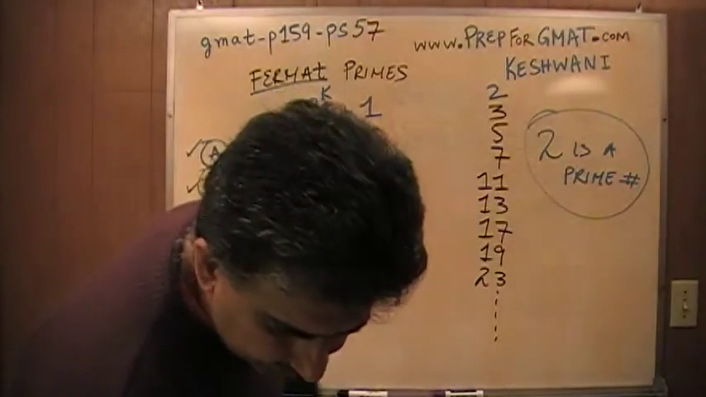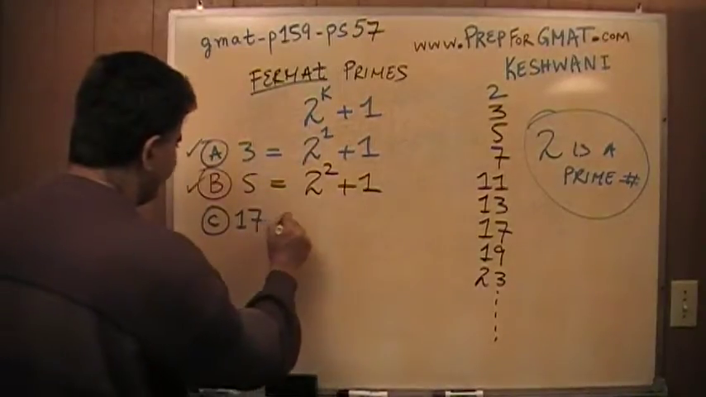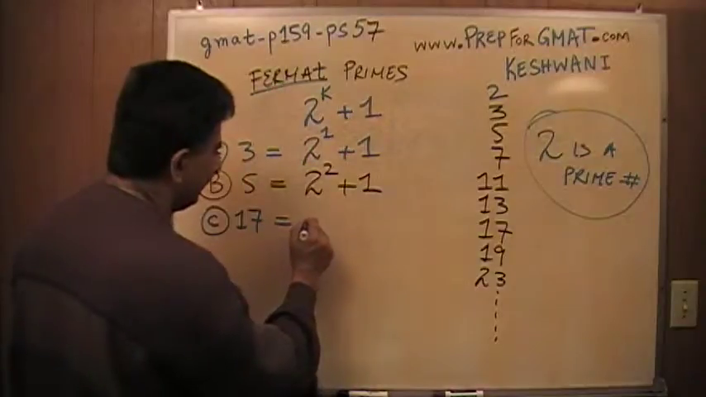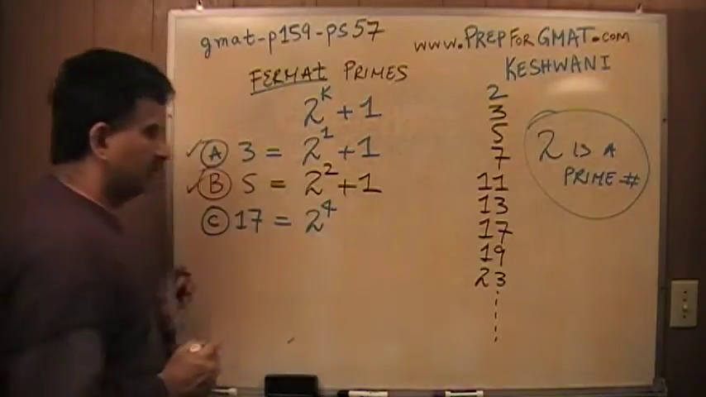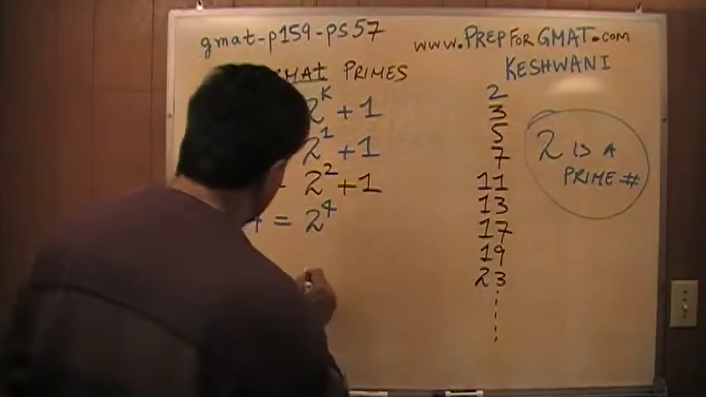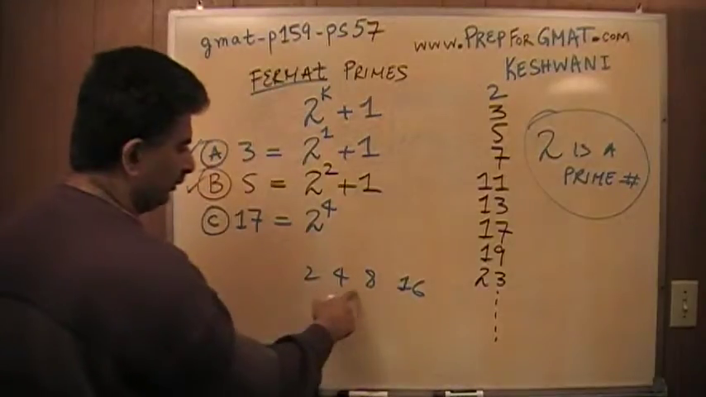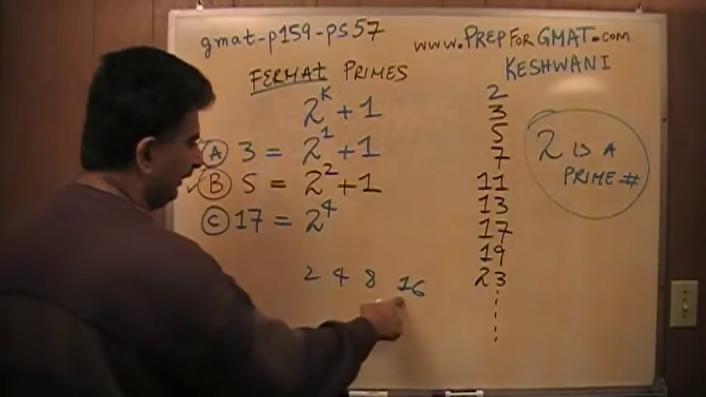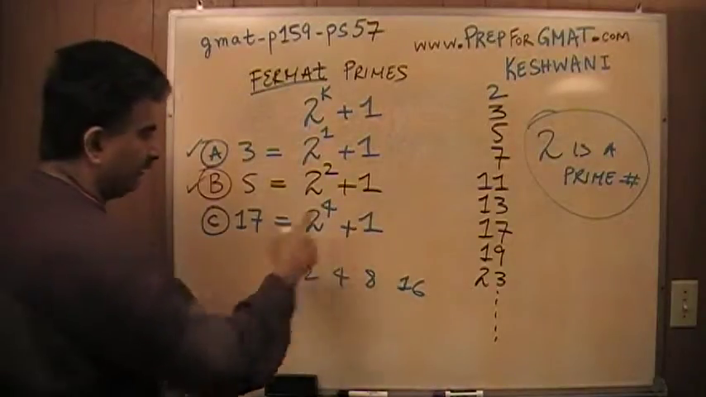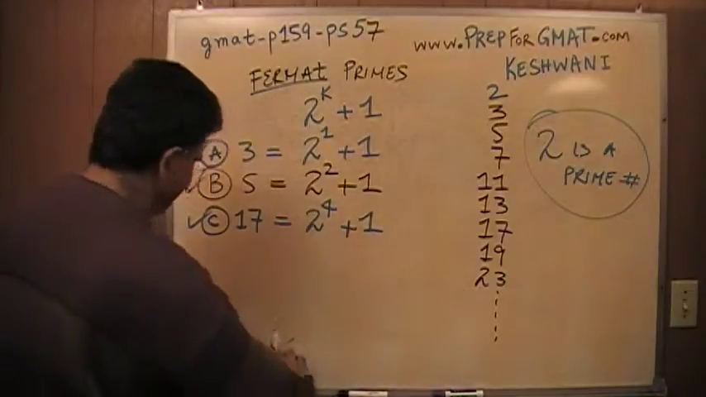C says 17. Can I write 17 this way? If I subtract 1 from 17, I get 16. 16 can be written as 2 raised to 4. You see? You have to know your powers of 2 by heart. You get 2, 4, 8, and 16. The fourth power of 2: 1, 2, 3, 4. 2 raised to 4 is 16. Plus a 1, so 17, a prime number, can be written in this form. That is a Fermat prime. Let's look at D.